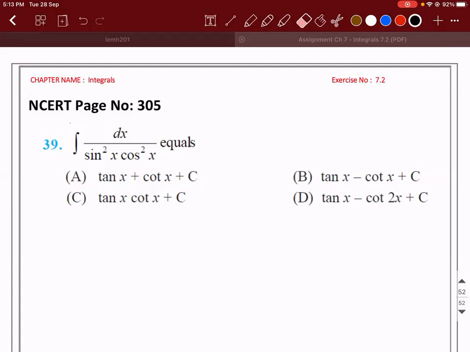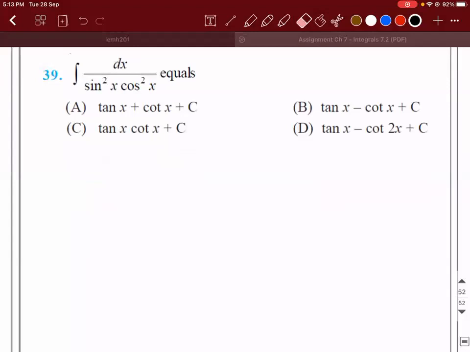Sir, I think in the numerator you can just put sine square x plus cos square x, so that you'll get 1 by cos square and 1 by sine. Perfect. 1 into dx divided by sine square x into cos square x.